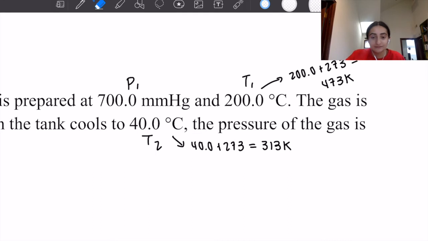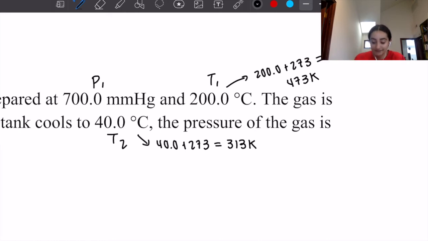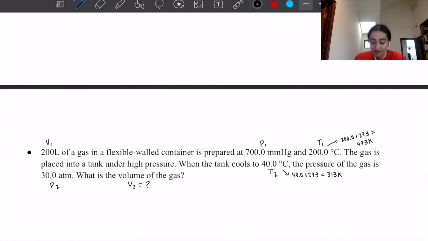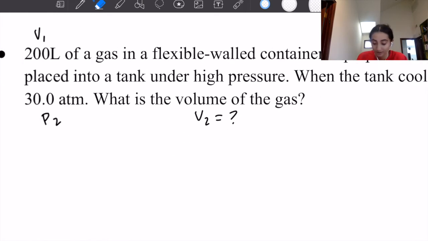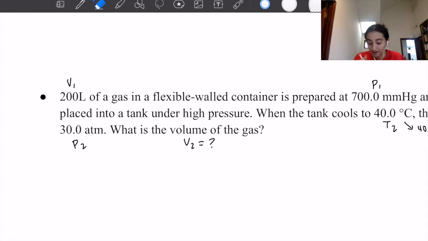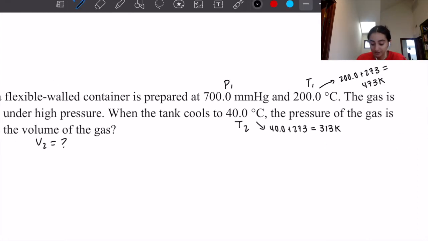So the past relationships that I talked about in Boyle's law, Charles' law, and Gay-Lussac's law are not exactly the same in the combined gas law, because in those situations, something was held constant. Here, nothing is held constant. Now we've converted our temperatures, and if you notice, we do not have a consistency in our pressure units. So we need to convert our atmospheres to millimeters of mercury.